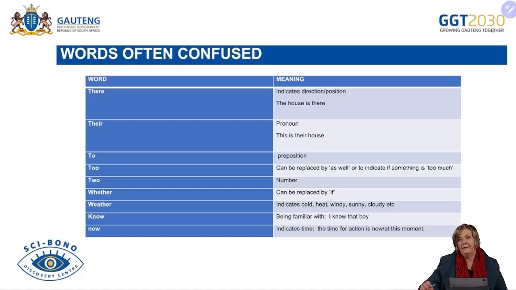On the other hand, there, THEIR, is a pronoun. This is their house. I want to congratulate them on their success. In other words, pronoun. Then our friends two, and two.